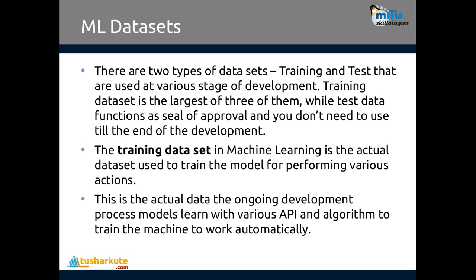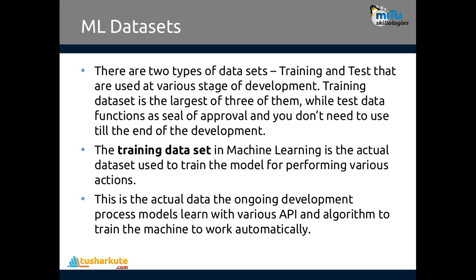Now let's come to the next point in the data sets. In ML data sets, there are basically two types present, training and testing. Now what do training and testing mean? Training and testing are used at various stages of development. The training data set is the largest of the two. Actually, validation is also there. I have given 3 there, but we will focus on training and testing only.